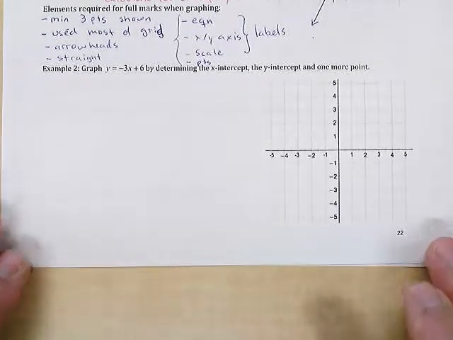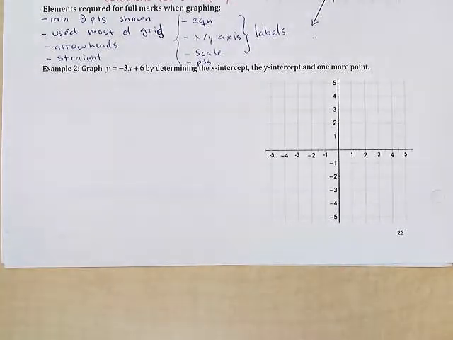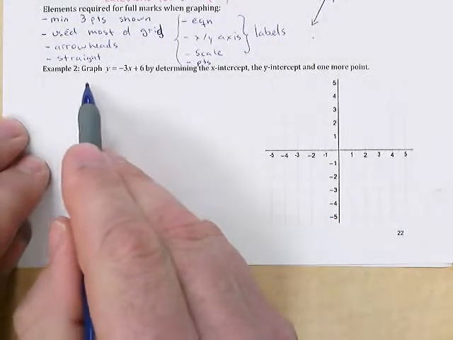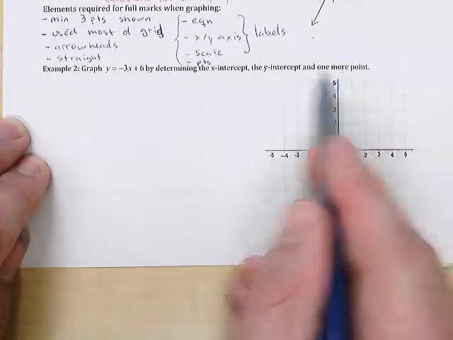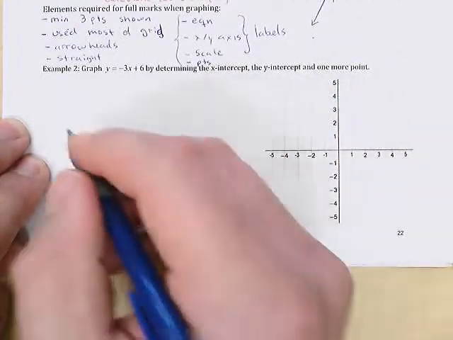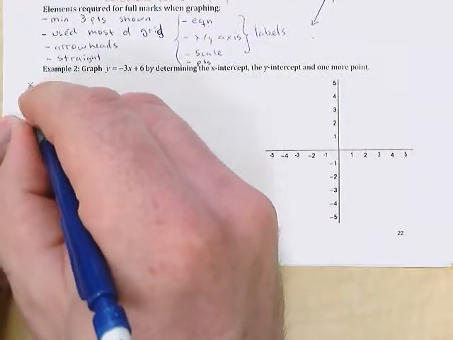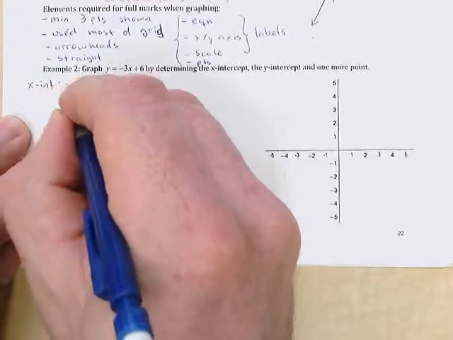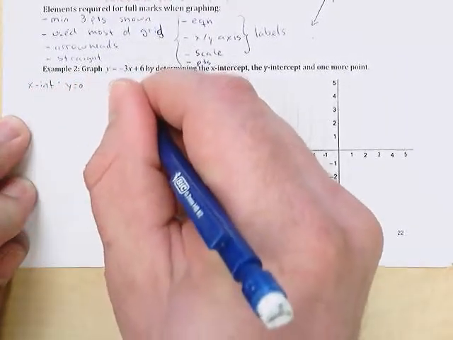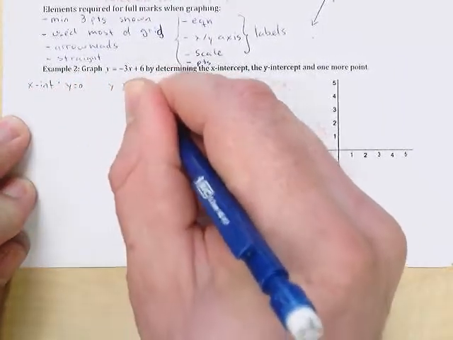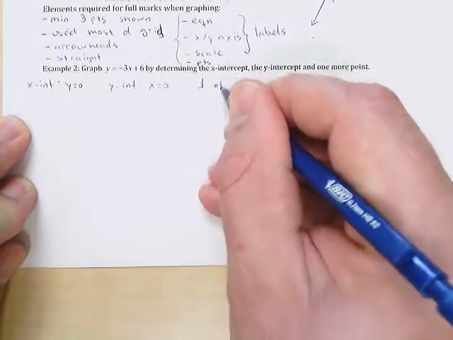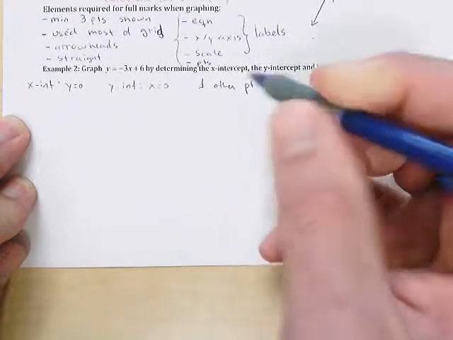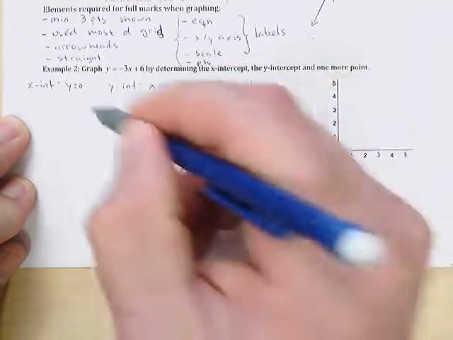Now let's do this one. And again, we're going to use the same format here. Graph this by determining the x-intercept, y-intercept, and one more point. I don't have to tell you that, but for now we are, right? So x-intercept, y is equal to 0. Y-intercept, x is equal to 0. One more point is there. So we're going to break this down.